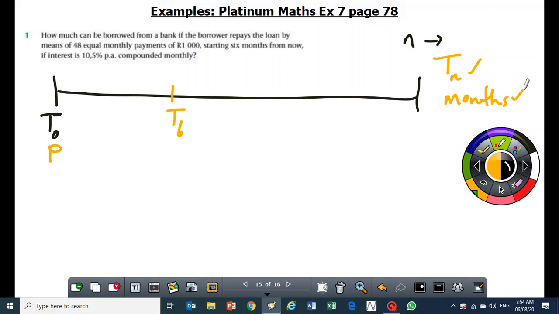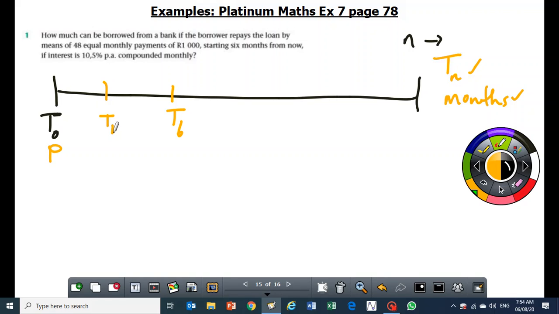You need to understand that if you check a month, where is the month? The month is the time period between T0 and what? And T1. That's 1 month. Then your second month will be between T2 and what? And T1. The third month between T3 and what? And T2.